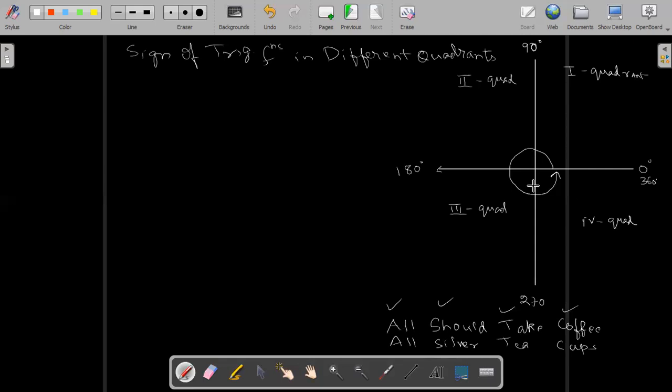So all will come in the first quadrant. S will come in the second quadrant. T will come in the third quadrant, and C will come in the fourth quadrant. It means in the first quadrant all trigonometrical ratios are positive. All positive means all the six: sine, cos, tan, sec, cosec, cot, all are positive.